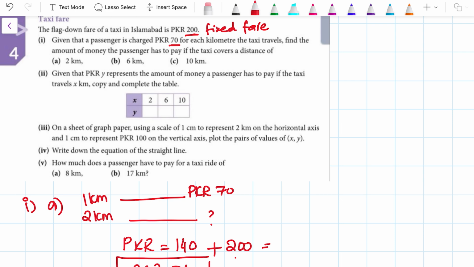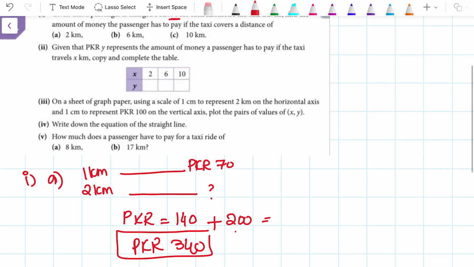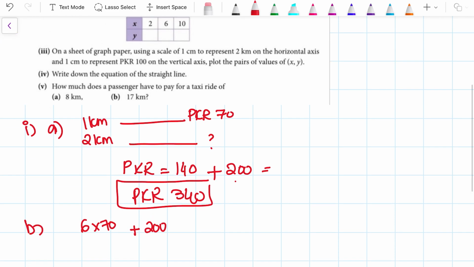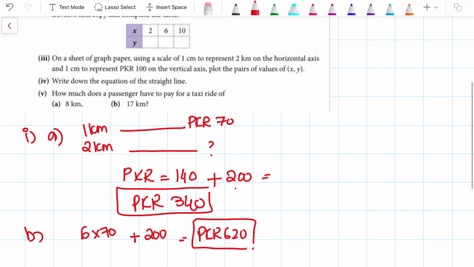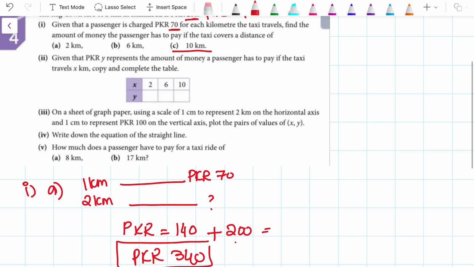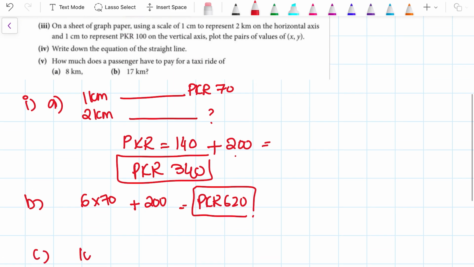Now let's do the second part. The second part says that you are traveling 6 kilometers. So 6 multiplied by 70 plus 200. So this gives you 420 plus 200, 620. In the third part, you are traveling 10 kilometers. So 10 multiplied by 70.